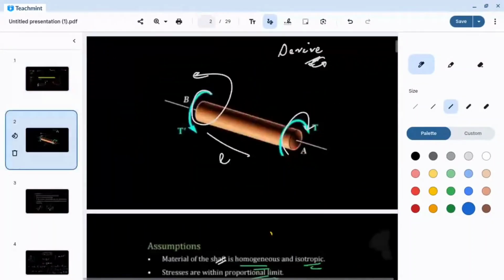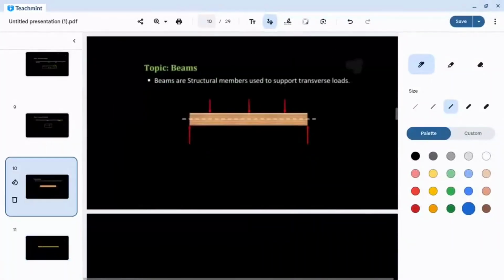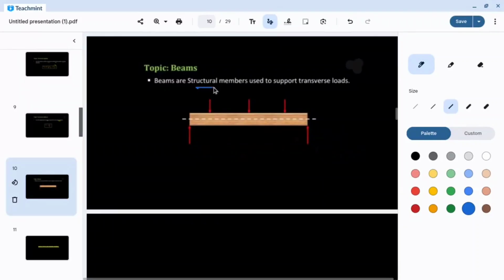Okay, fine. Torsion was done, now bending. Bending stress in beams. Let's see what is a beam. Let's try to understand very carefully. Beams are structural members used to support transverse loads. A transverse load is a load perpendicular to the member's axis. This is all transverse load.